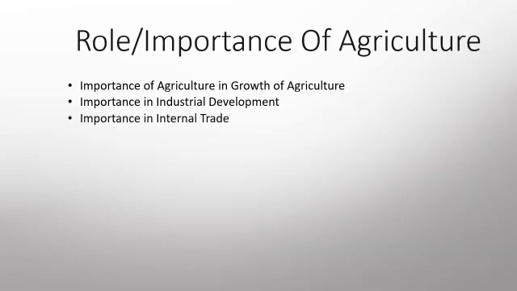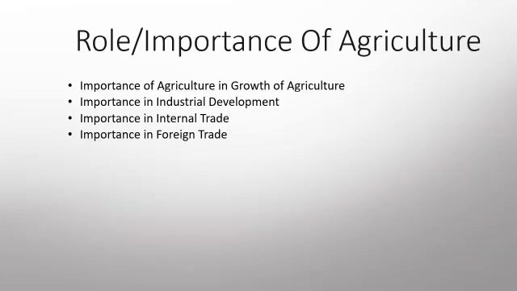The third importance is in internal trade. Internal trade means the trade within the boundary of the country. Internal trade of the country is based on agriculture. In fact, internal trade depends upon the sale and purchase of goods like food grains, sugar, milk, etc. The demand for these goods is increasing. In this way, due to agriculture, internal trade is also developing.